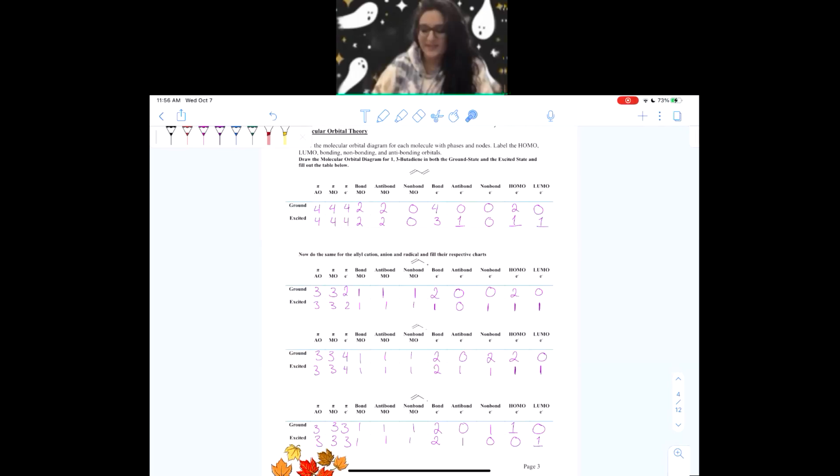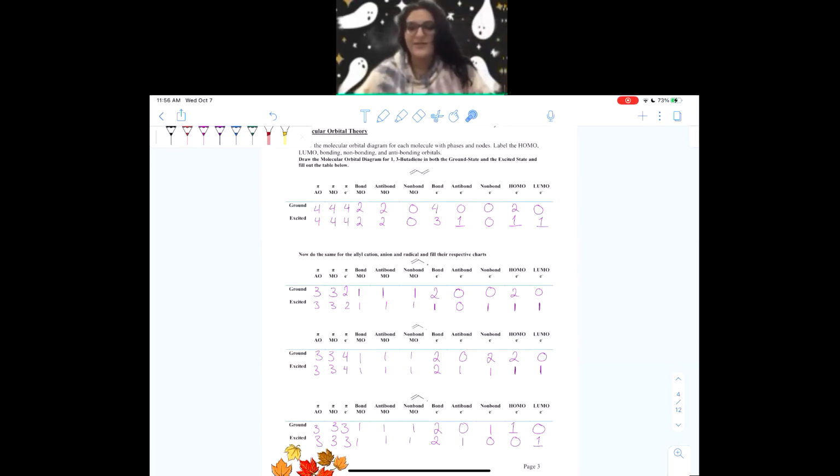0, exactly. And I'll repeat that. No matter what molecule he asks for, if he says how many electrons are in the LUMO in the ground state, it is always 0. That's the whole definition of the LUMO. It's always 0. Another thing he will ask is in the excited state, how many electrons are in the LUMO?